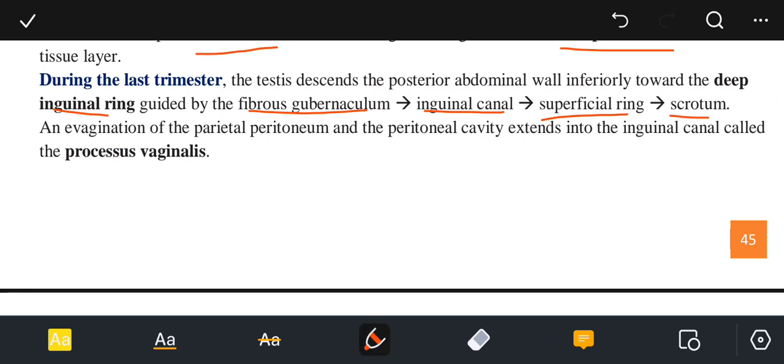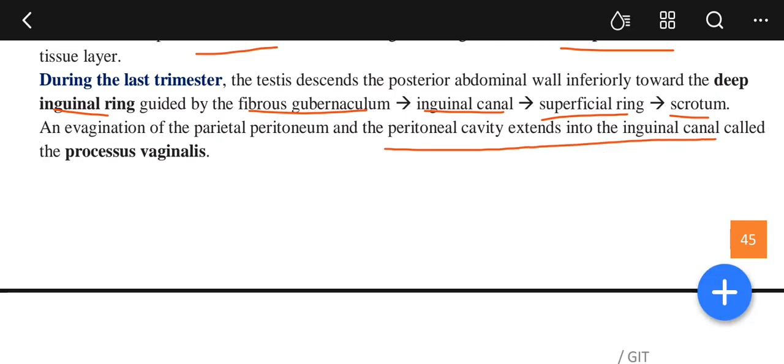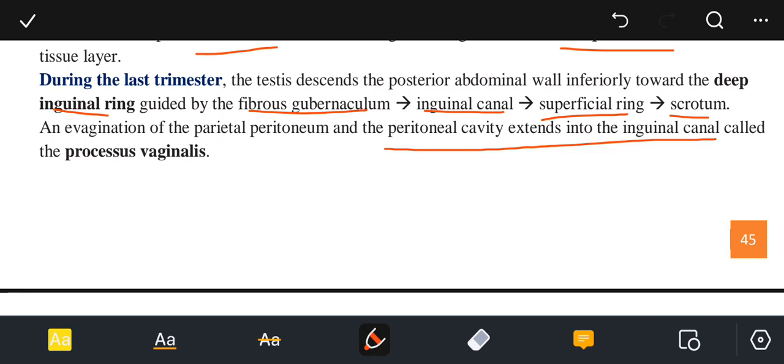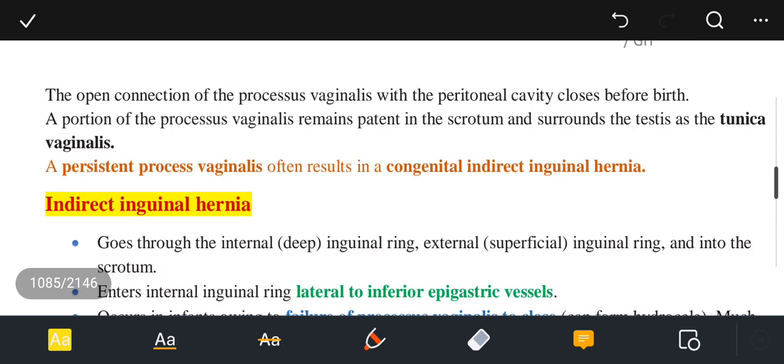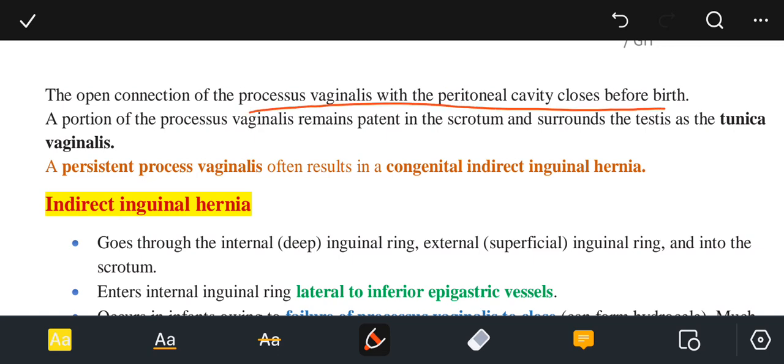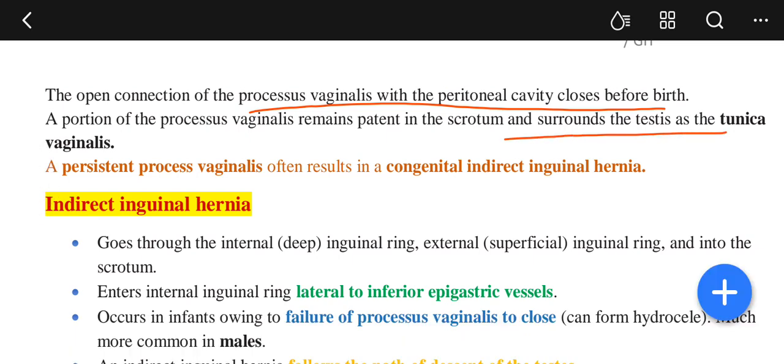An evagination of the parietal peritoneum and the peritoneal cavity extends into the inguinal canal, called the processus vaginalis. Moving forward, the open connection of the processus vaginalis with the peritoneal cavity closes before birth. A portion of the processus vaginalis remains patent in the scrotum and surrounds the testis as the tunica vaginalis.